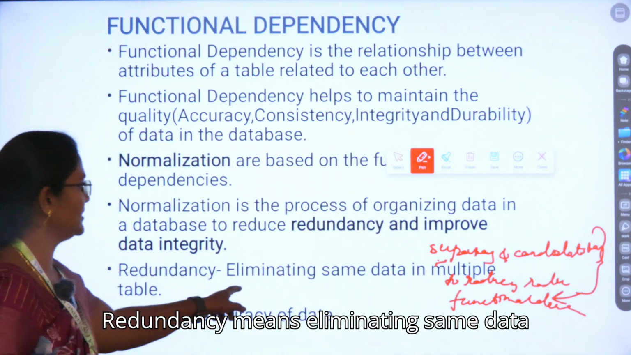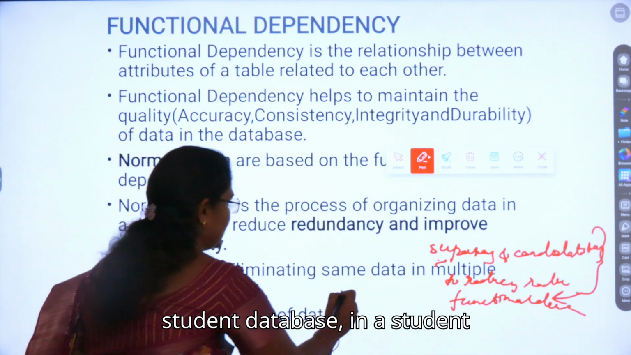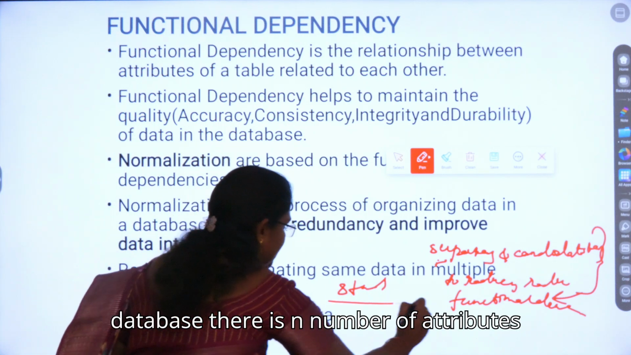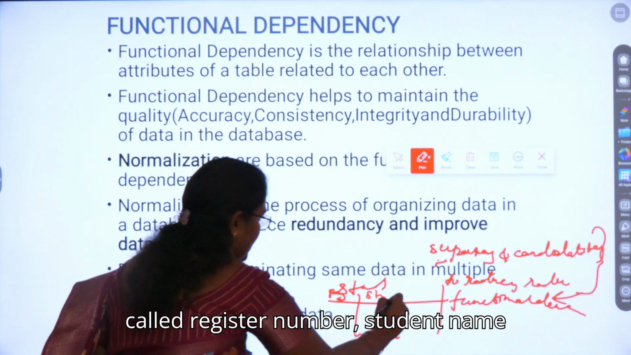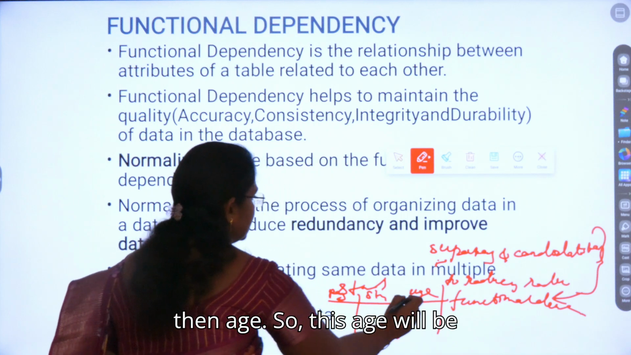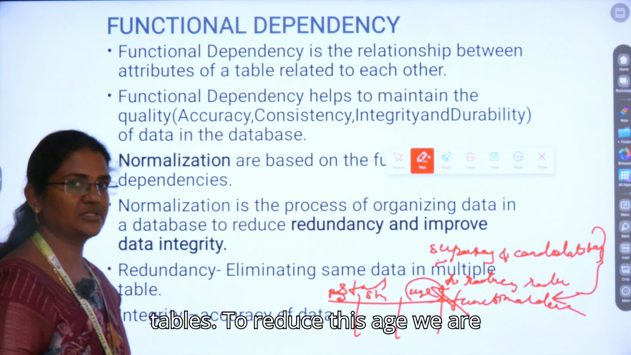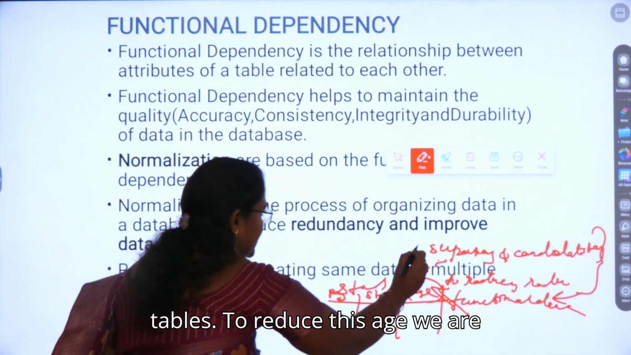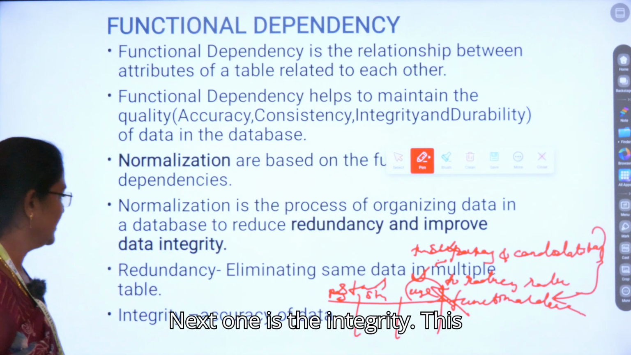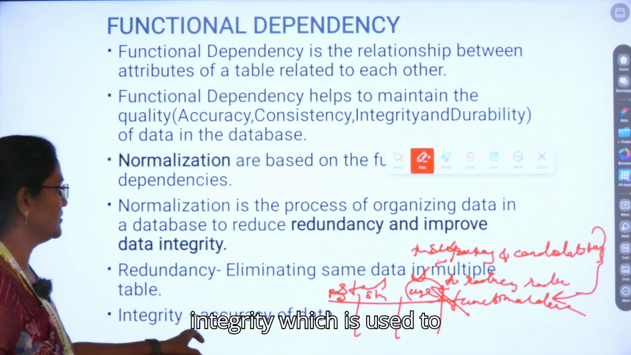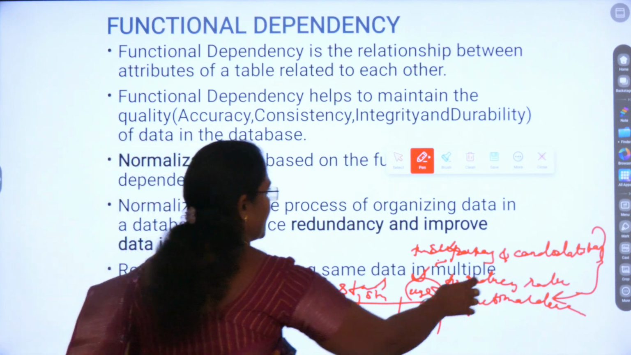Redundancy means eliminating the same data in multiple tables. For example, in a student database, there are n number of attributes called register number, student name, then age. So this age will be present in n number of tables. To reduce this, we are using functional dependency. Next one is integrity. Integrity is used for data accuracy.